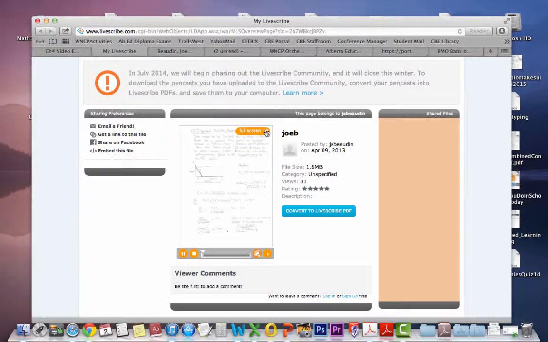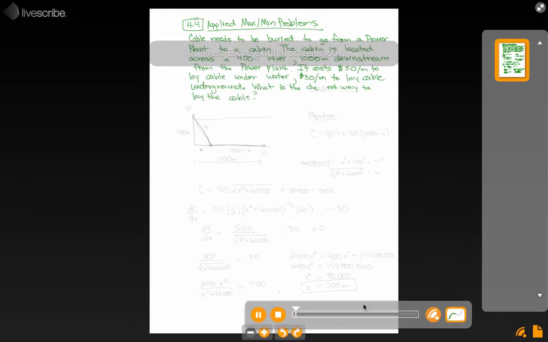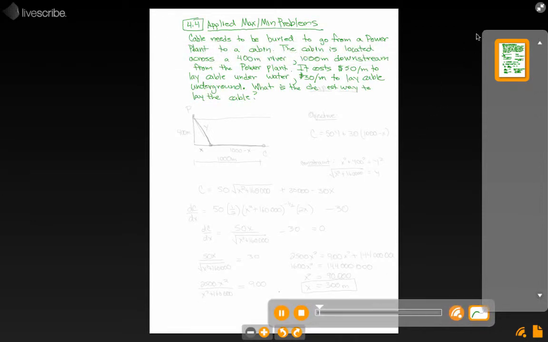This example comes out of section 4.4, Applied Max-Min problem. So this is a cost question, somewhat realistic, I suppose. Cable needs to be buried to go from a power plant to a cabin. The cabin is located across a 400-meter river, 1,000 meters downstream from the power plant. It costs $50 a meter to lay cable underwater and $30 a meter to lay cable underground. What's the cheapest way to lay the cable?